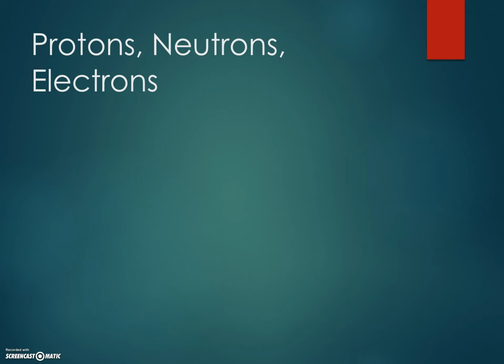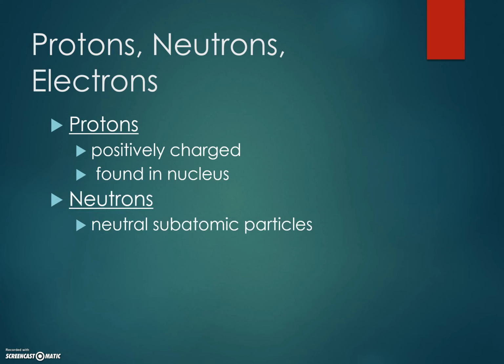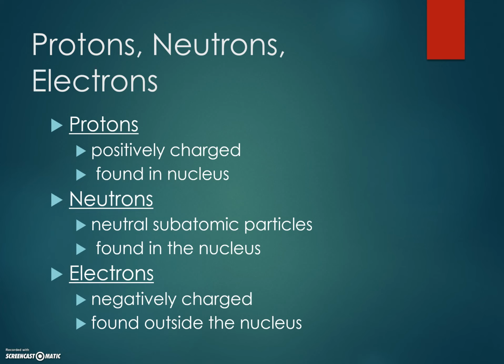I'm going to begin this lesson with reviewing briefly what we learned at the end of last lesson. Protons, neutrons, and electrons. Our protons are positively charged and they're found in the nucleus. Our neutrons are neutral subatomic particles that are also found in the nucleus. And then electrons are negatively charged and they're found outside the nucleus. And we'll get more specifically into how electrons and where electrons are formed and found.